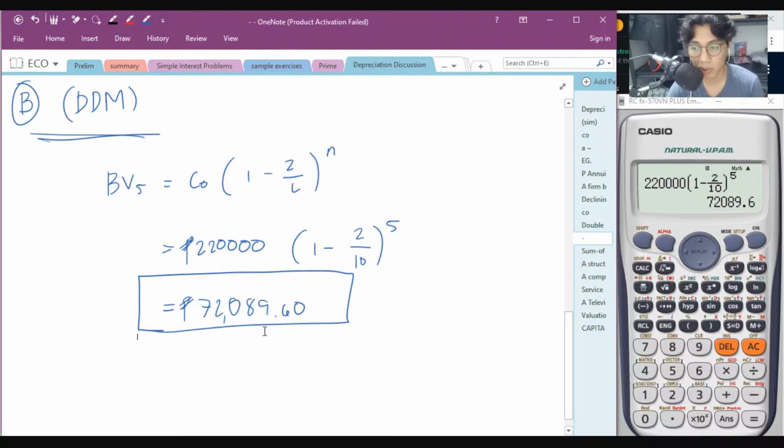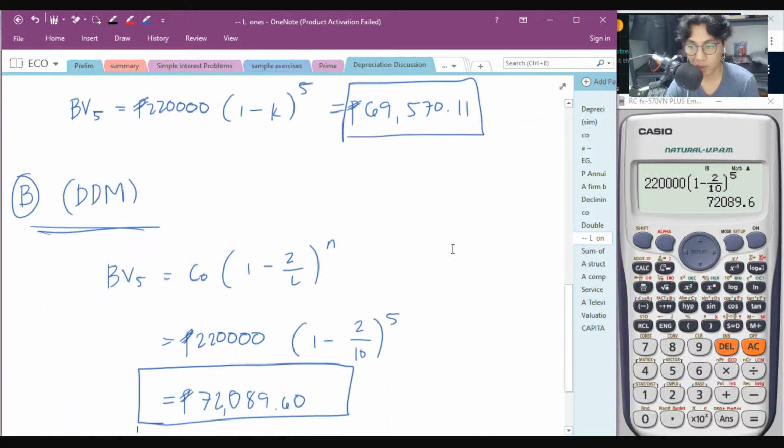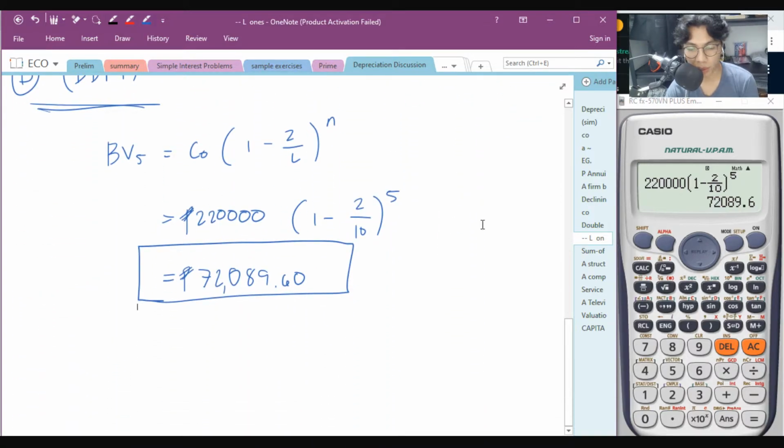Okay. Meron pa ako mga problems niyan dun sa ating na-solve ko na. So, that will be for problem number 1. Example ng declining and double declining balance method.